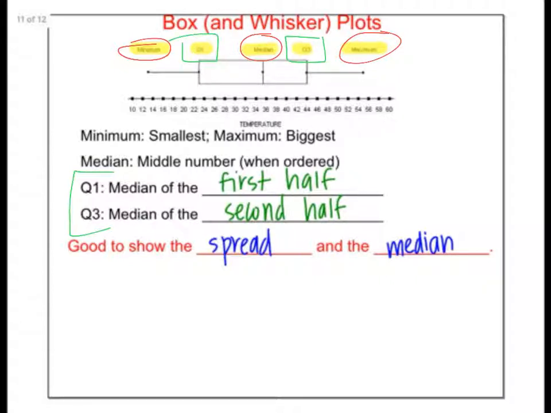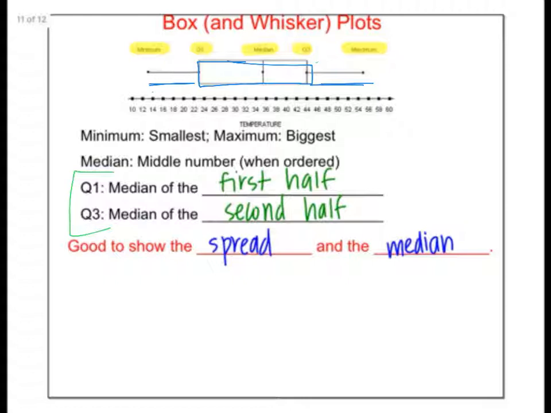So Q1 is the median, or the middle, of that first half. It's a little off, but about that first half. And Q3 would be the median, or the middle, of this second part here. So it's good to show the spread and the median. When I look at a box and whisker plot, I can really see how things are stretched or maybe not stretched. For those of you guys, this might be new: we call these end pieces here our whiskers, and then we call this middle part the box.